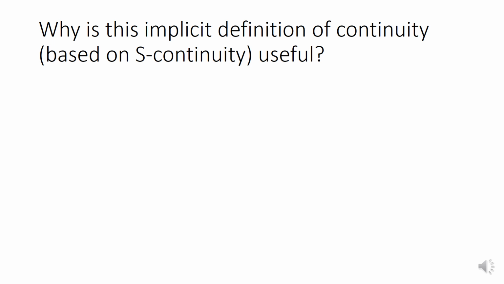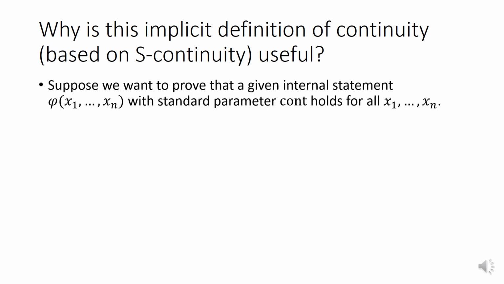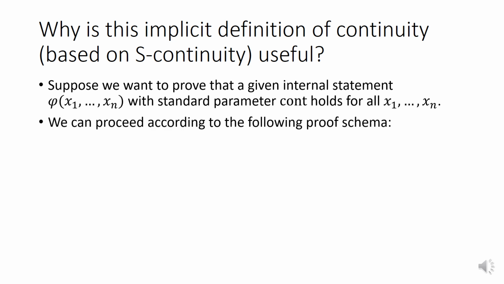Why is this implicit definition of continuity, based on S-continuity, useful? Suppose we want to prove that a given internal statement phi of x1 to xn with standard parameter cont holds for all x1 to xn. We can proceed according to the following proof schema.